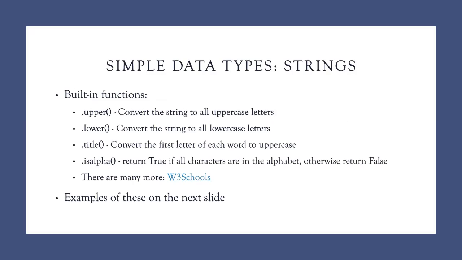So here's a few of those functions. We have .upper, .lower, .title, .isalpha. And there's a lot more, and there's a link there to W3Schools. Take a look if you're curious. The upper is going to convert all the letters of a string to uppercase. The lower is going to convert all the letters to lowercase. Title is going to convert the first letter of each word to uppercase. And then isalpha is going to return a Boolean, a true or a false, depending on whether all of the characters in a particular string are alpha characters.